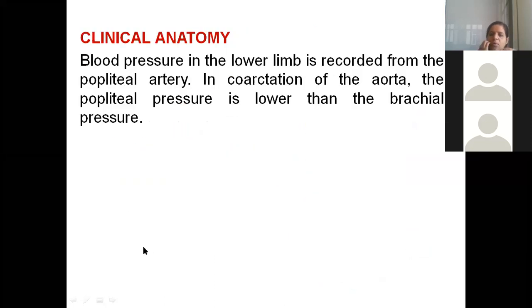Sometimes if we cannot access the brachial artery to record blood pressure, we can also go with the popliteal artery. So we can check blood pressure in the lower limb from popliteal artery. In case of coarctation of aorta, what is coarctation? Narrowing of aorta. The popliteal pressure is lower because the blood flow coming down will be flowing with obstruction and less speed, because of which if you measure blood pressure in the popliteal artery, it will be low when you compare with the blood pressure measured in the brachial artery.